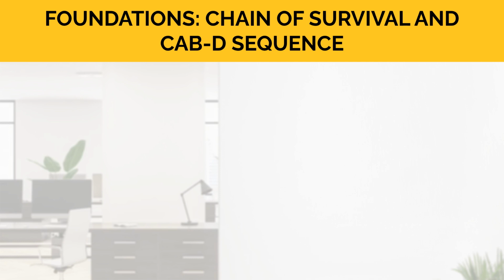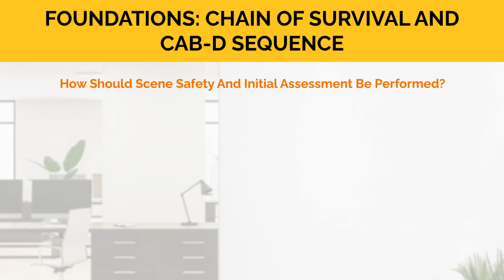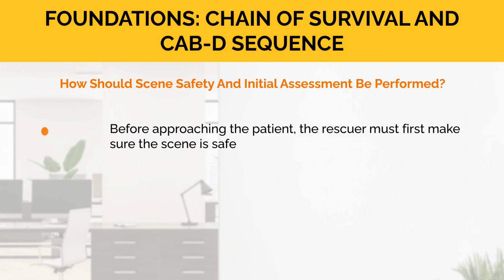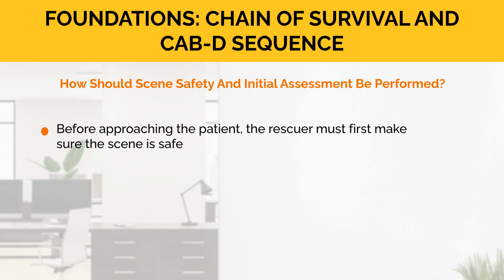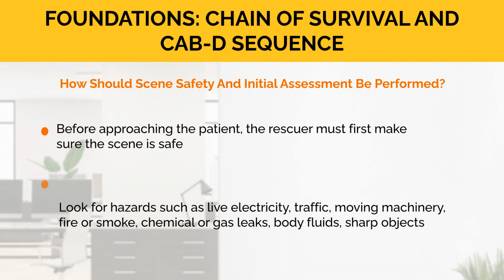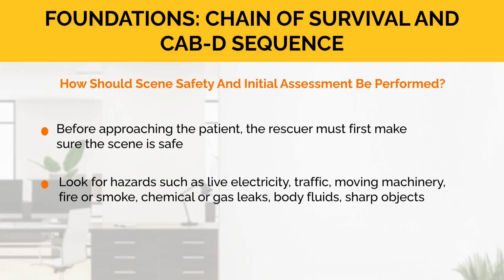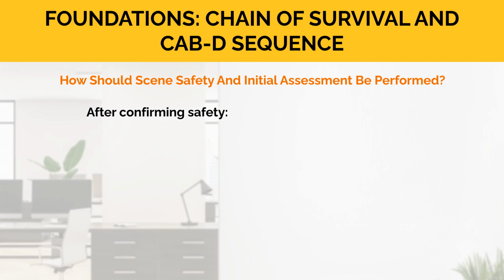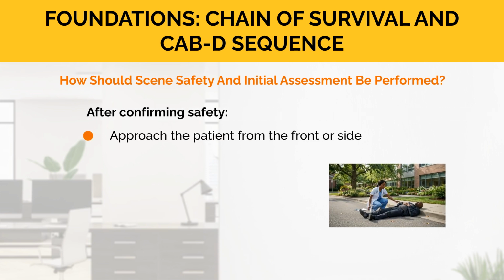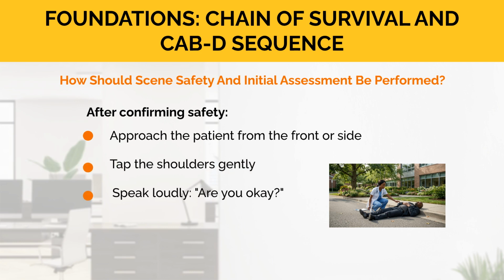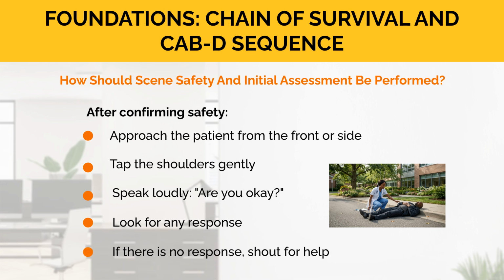Let's quickly look at how scene safety and initial assessment should be performed. Before approaching the patient, the rescuer must first make sure the scene is safe. Look for hazards such as live electricity, traffic, moving machinery, fire or smoke, chemical or gas leaks, body fluids, sharp objects. After confirming safety, approach the patient from the front or side. Tap the shoulders gently. Speak loudly, "Are you okay?" Look for any response. If there is no response, shout for help.